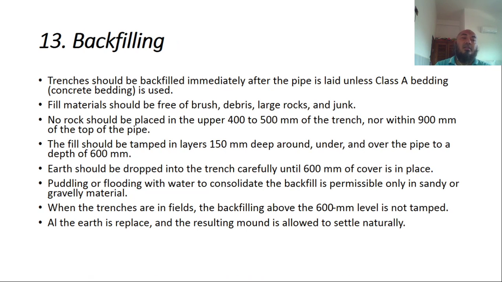Backfilling. Trench should be backfilled immediately after the pipe is laid unless Class A bedding, concrete bedding, is used. Fill material should be free of dust, debris, large rock and junk. No rock should be placed in the upper 400 to 500 millimeters of the trench, nor within 900 millimeters of the top of the pipe.